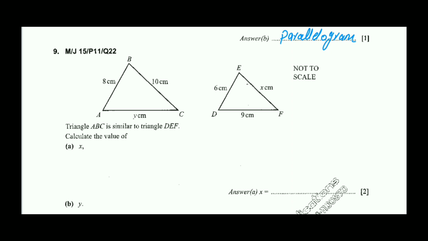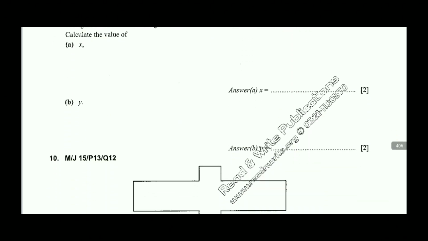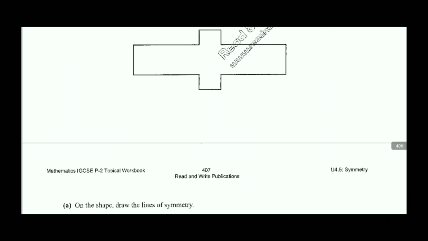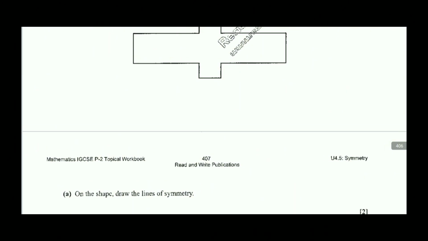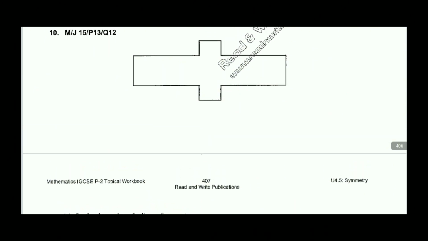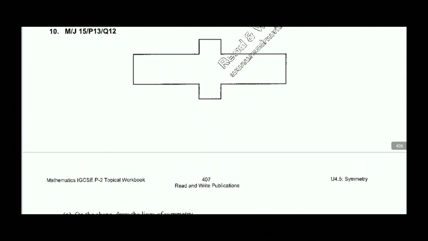Question number 9. This is the question of similar triangles. Question number 10. A shape is given to you. On the shape, draw the lines of symmetry. So the lines of symmetry of this shape are this one and this one. Two lines of symmetry of this shape.